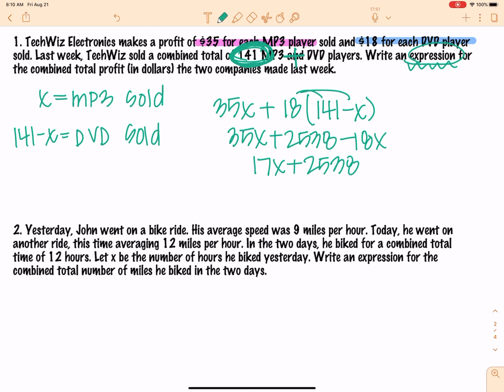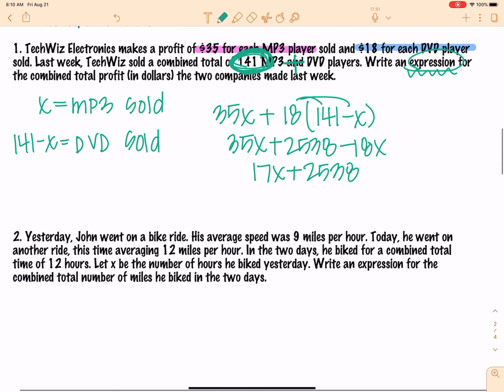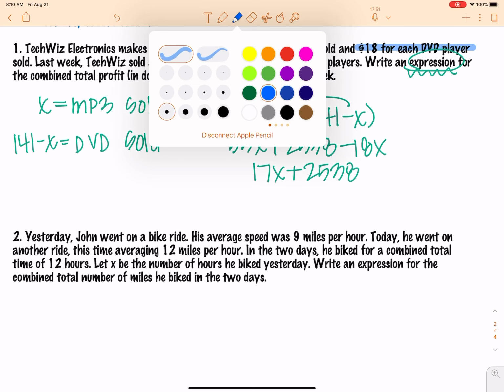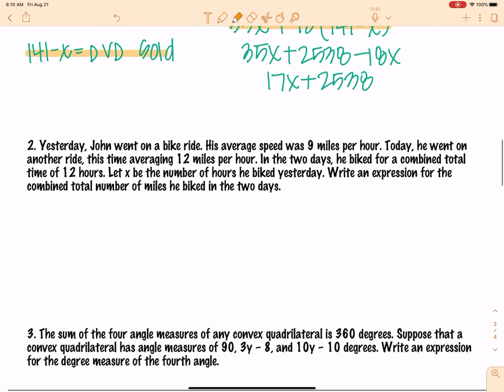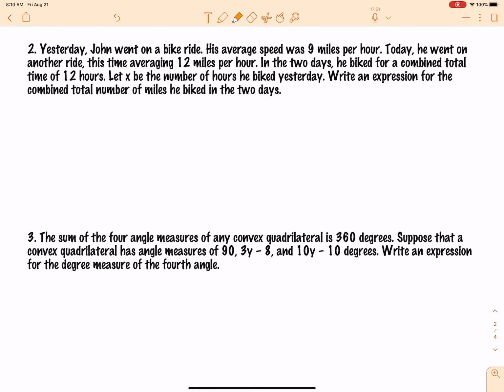All right, number 2, same idea. So you're always on the left-hand side. I like to just designate these like little expressions like so, and then you use your information to write out an expression to simplify. So let's do the same thing with number 2. Yesterday, John went on a bike ride. His average speed was 9 miles per hour. That was yesterday. Okay, today he went on another ride averaging 12 miles an hour. In the 2 days, he biked a combined total of 12 hours.